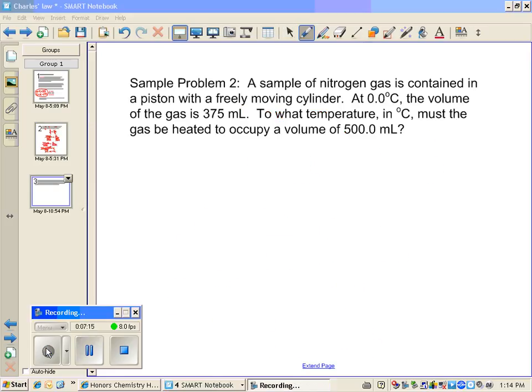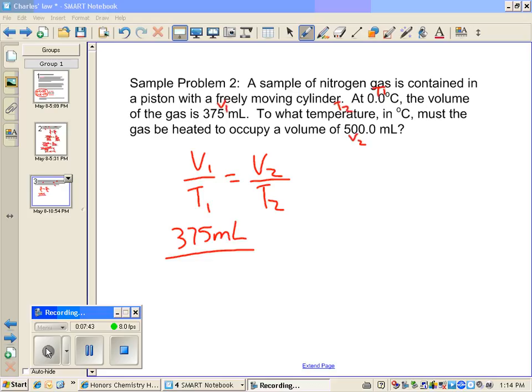So we have here temperature 1, volume 1. To what temperature? That'll be temperature 2. Must occupy volume 2. All right. Notice that your temperature 1s are together, your temperature 2s are together. So I know that this is volume 1 over temperature 1 equals volume 2 over temperature 2. Just plug in the numbers. Here I have for volume 1, 375 milliliters. My temperature 1 is 0 degrees Celsius. I can't use 0 degrees Celsius. I'm going to add 273 to that, and that becomes 273 Kelvin.